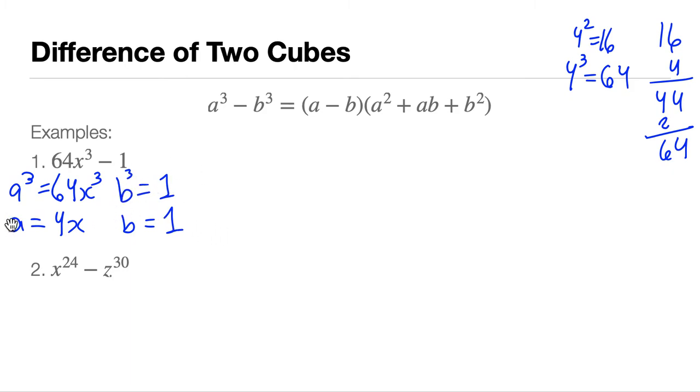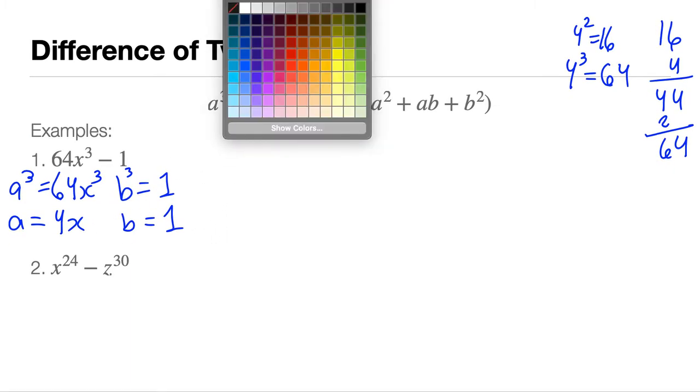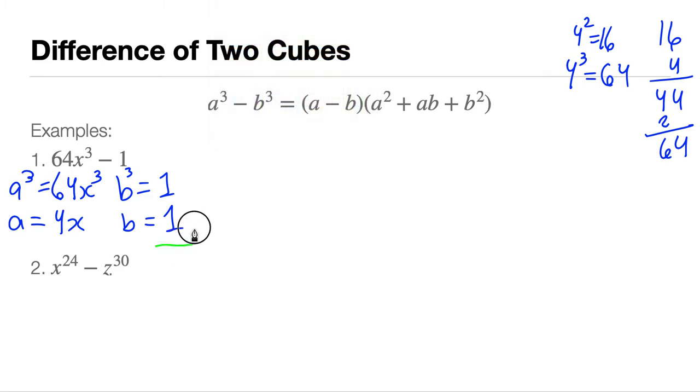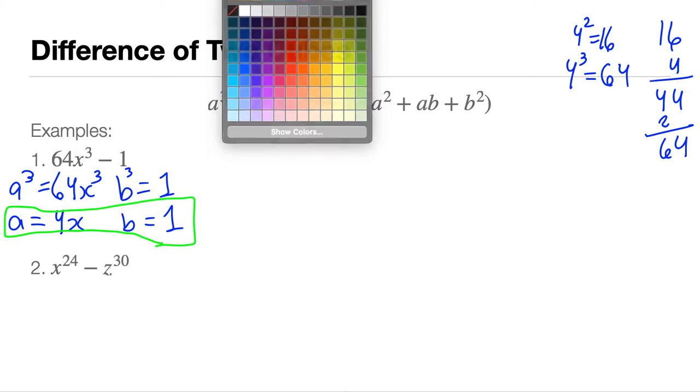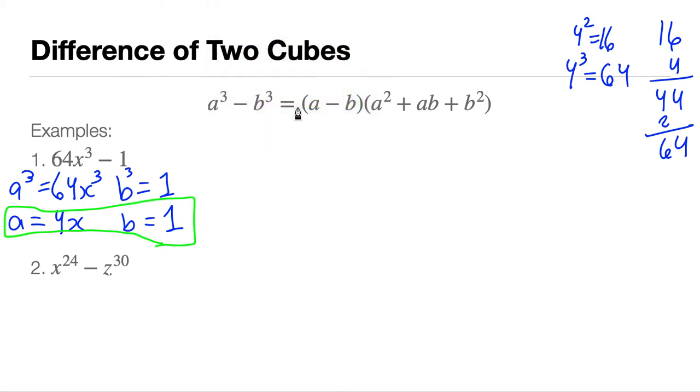Since we know our a and our b values, it's much better to put them in a box so that we won't lose ourselves. So what we're going to do first is write a minus b. What is a? That's 4x. What is b? That's 1. So 4x minus 1.